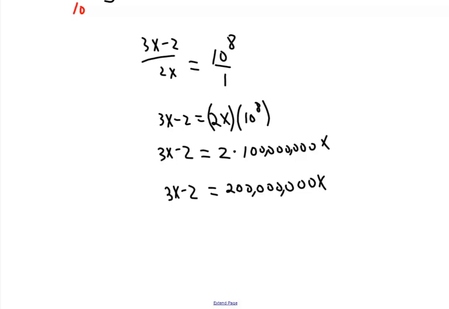Combine variables, get some things together. How about we subtract 3x? I know it looks really weird. What do you get? Take 200 million and take away 3 from it. What do you get? 199,999,997 and an x. We subtracted 3 from it, right?